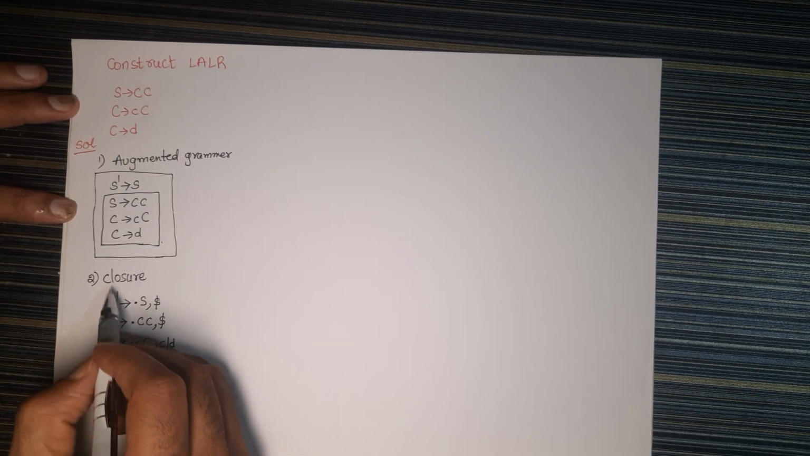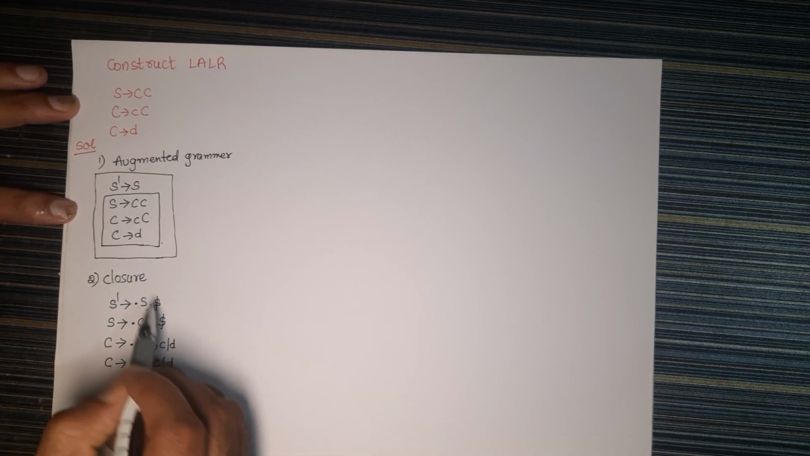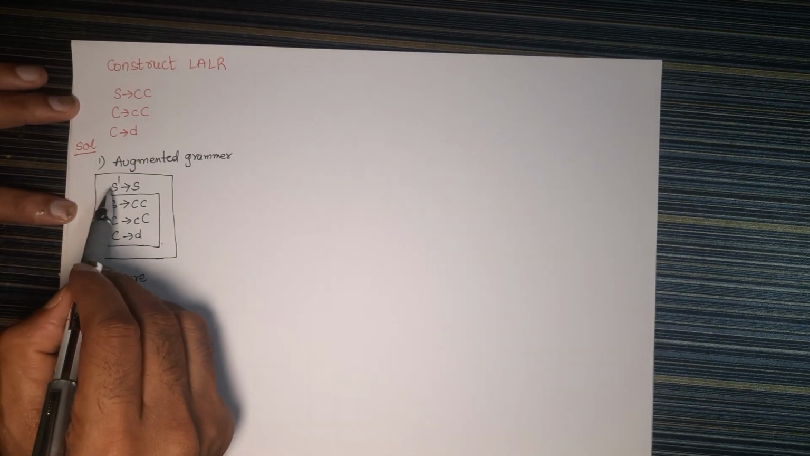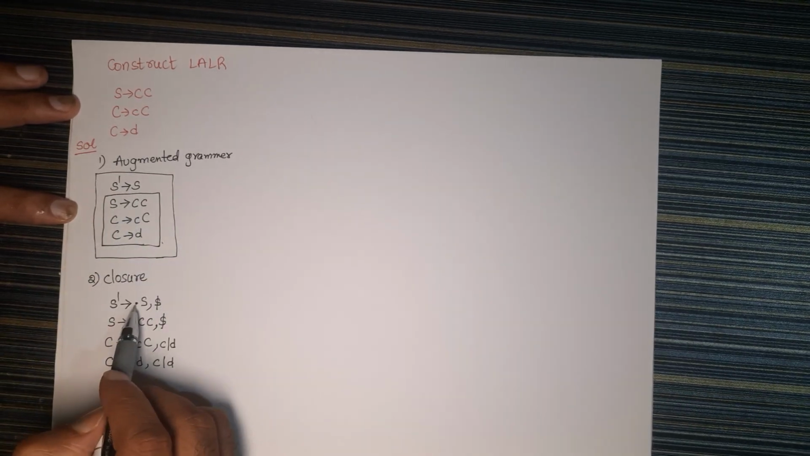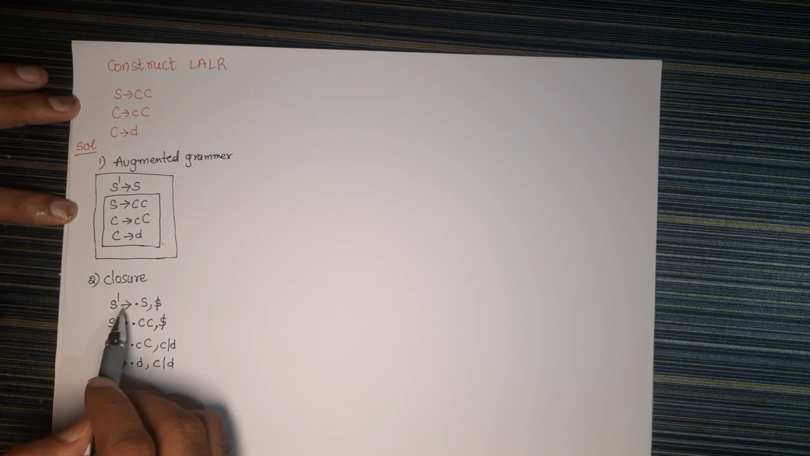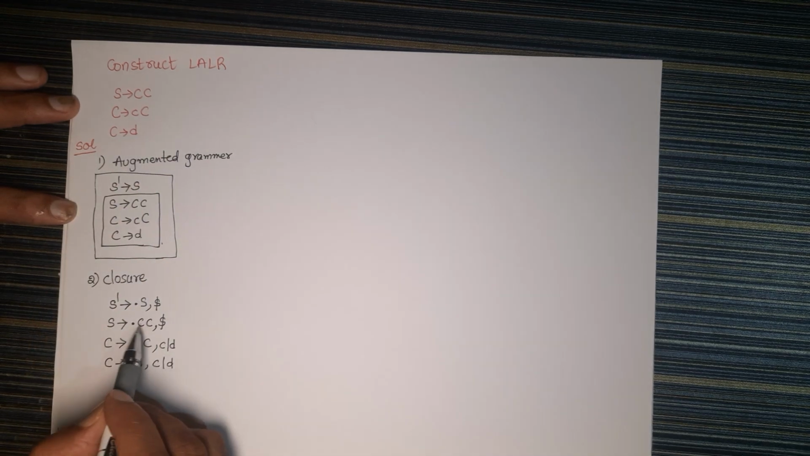Now we have completed this closure value. How do we find it? You just add S' → S as it is, and add the dot before S, and dollar will come for the augmented grammar. For this S, the production is S → CC, so S → .CC, comma.